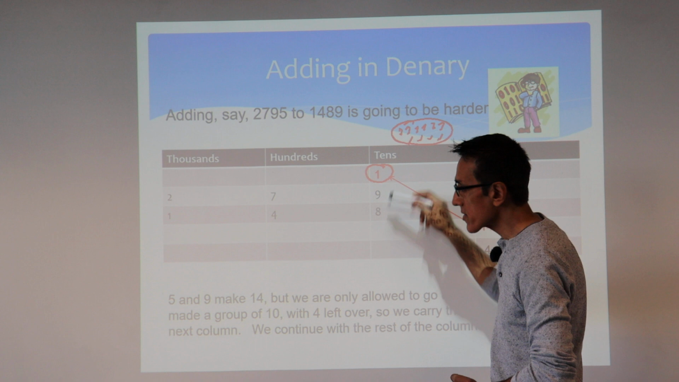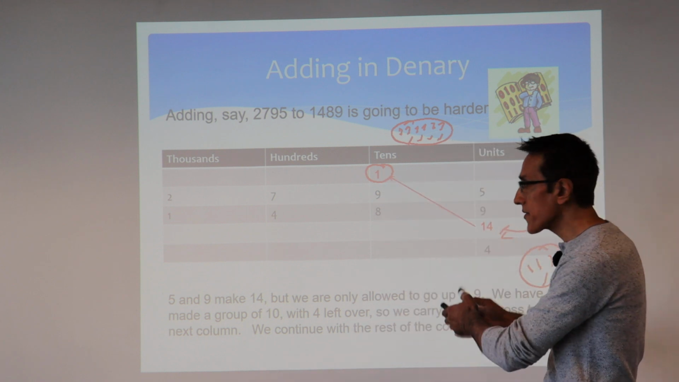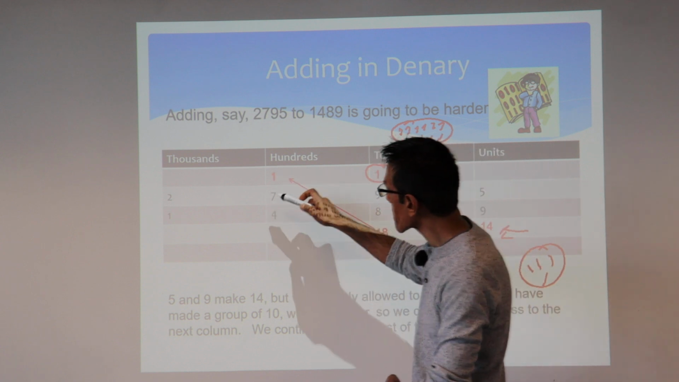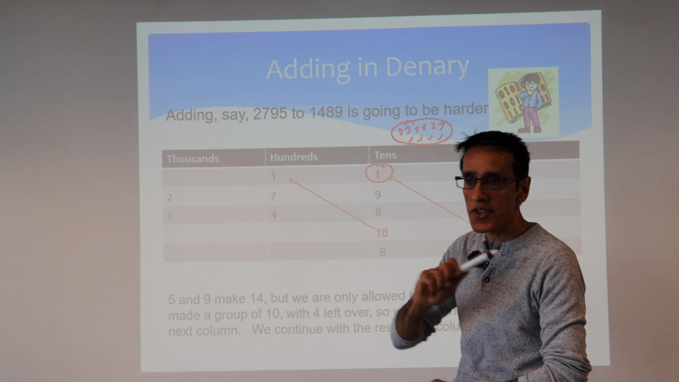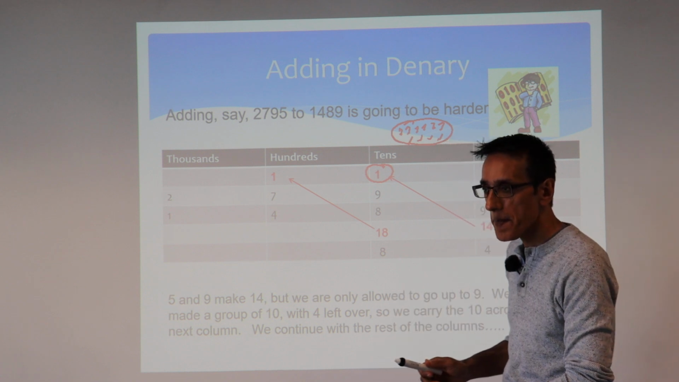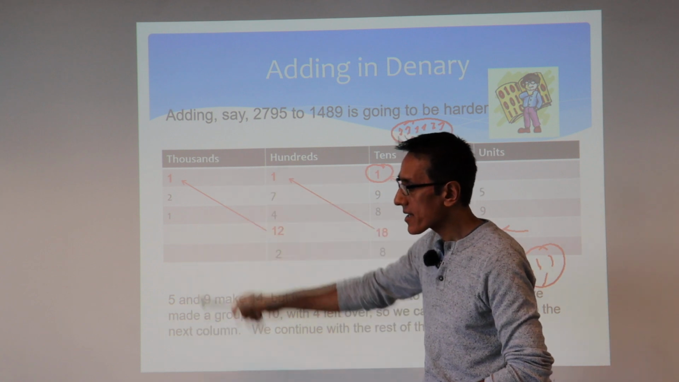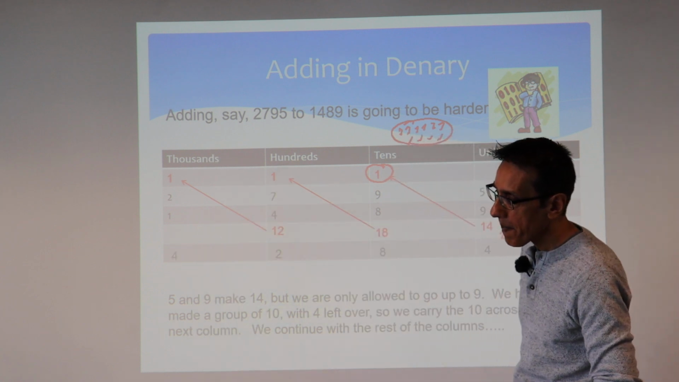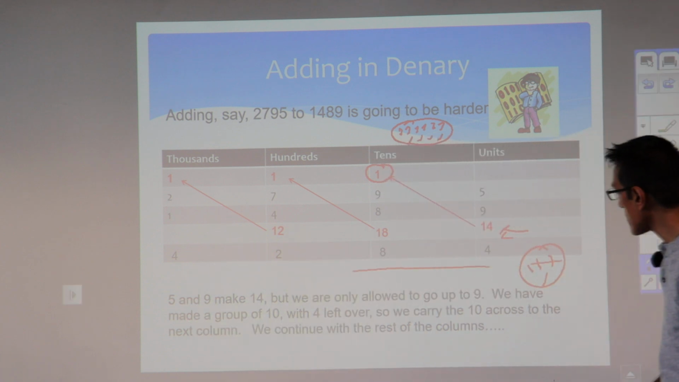Same idea again, we do the same here. 9 plus 1 is 10, plus 8 is 18. Leave the 8, carry the 1. 7 plus 1 is 8, 8 plus 4 is 12. Leave the 2, carry the 1. Add the last column up to give us the final answer of 4284.